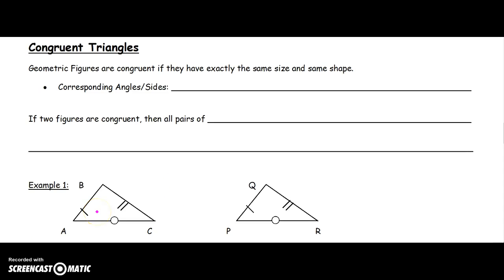One other thing we're going to have to know is congruent triangles, to figure it out by just given a congruency statement. So it says geometric figures are congruent if they have exactly the same size and same shape. So corresponding angles and sides, the definition is they are in the same position in figures with the same equal number of sides.